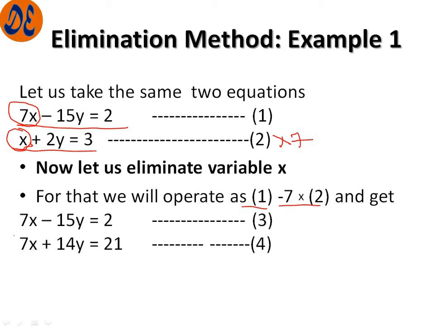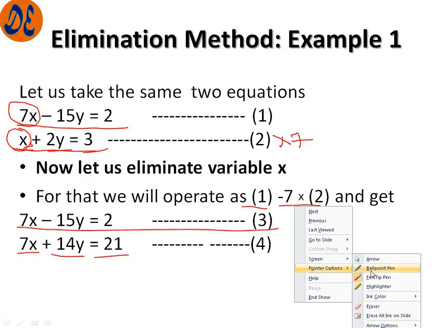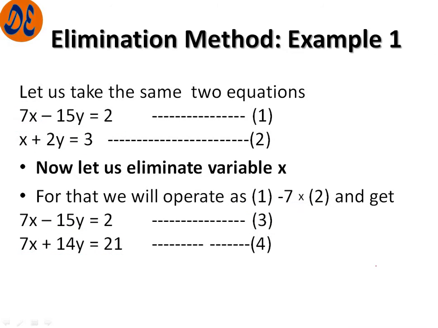That means the first equation is as it is. In the second equation, x multiplied by 7 is 7x, 2y multiplied by 7 is 14y, and 3 multiplied by 7 is 21. So this is the equation. Now we will be subtracting. If we subtract, first we change the sign of each and every term. So each and every term becomes negative. Now let us get the result.